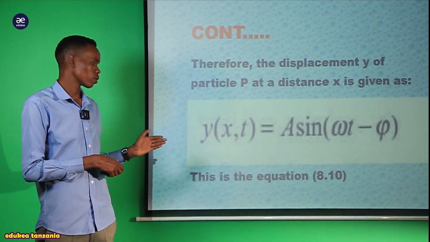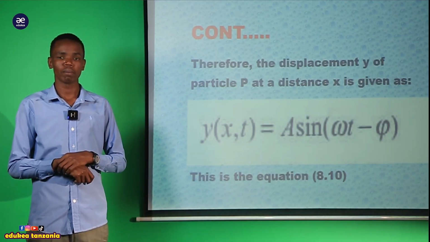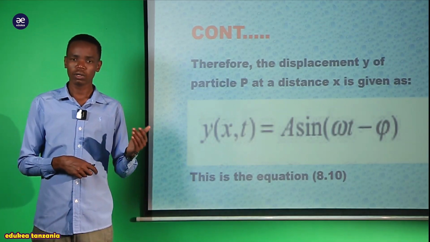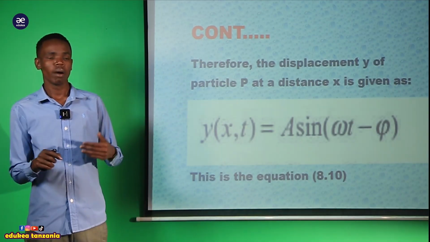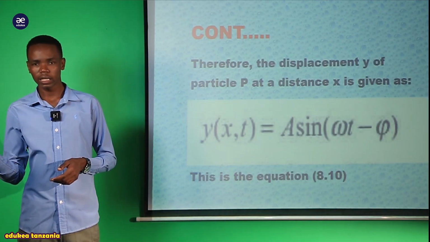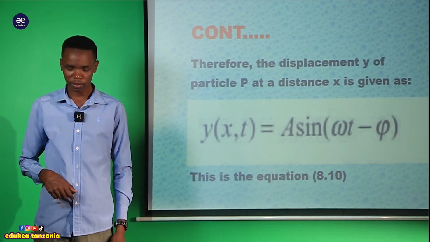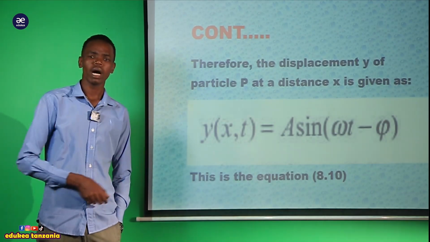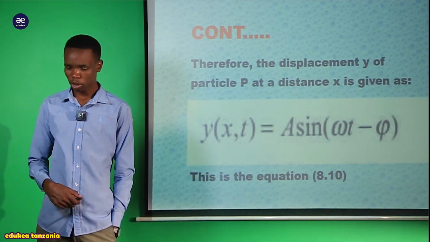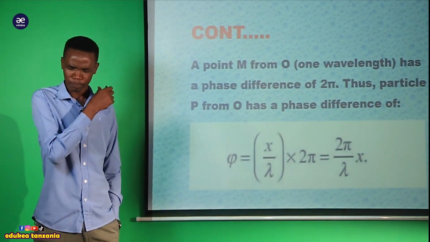Kwa hii ndio formula ambayo tunakuwa tunaitumia kuweza kutafuta yule displacement y of the particle P, my lovely students, kwa kusema kwamba displacement along the coordinate point (x, t) might be equal to a sine bracket ωt minus the phase angle. Later we express the phase angle, my lovely students. So after that, this will be our equation number 10 for our topic number 8. Kwa hiyo hapa ndio itakuwa equation yetu number 10 for our topic number 8, my lovely students.